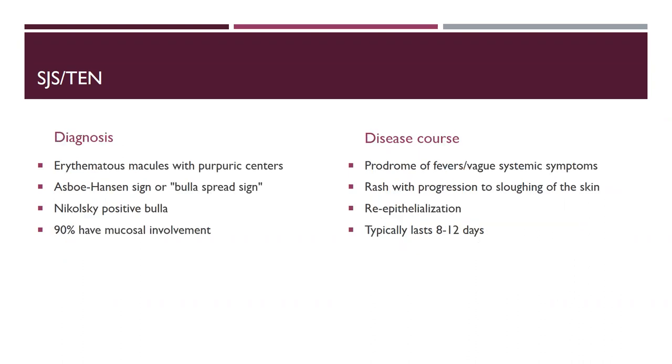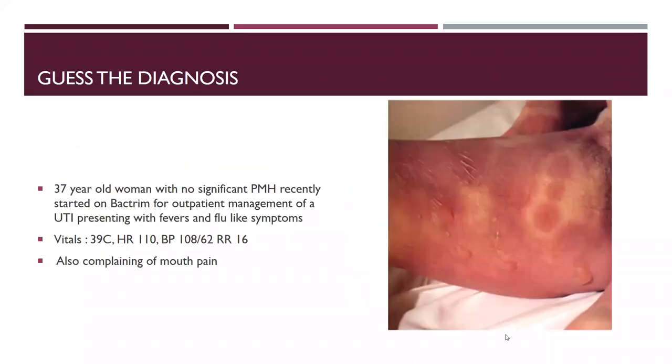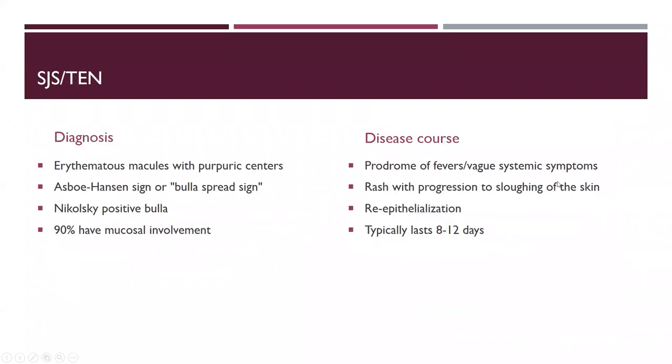So they start as erythematous macules that have that purpuric center. So I'm gonna go back to my picture so you can kind of see. You see how the centers are starting to turn a little bit purple on these? That's kind of the hallmark where it looks red and then the centers start to turn purple.